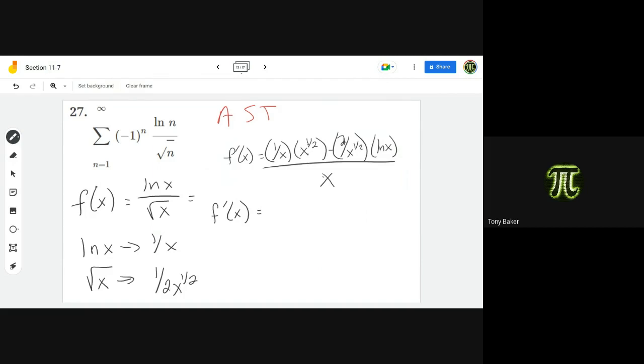So this simplifies down, and there's a bunch of little steps in between that you actually have to go down and simplify this down to. But this simplifies down to (2 minus ln of x) over 2x to the 3 halves power. So we're looking at where this is decreasing. So we want to know when this is less than 0.